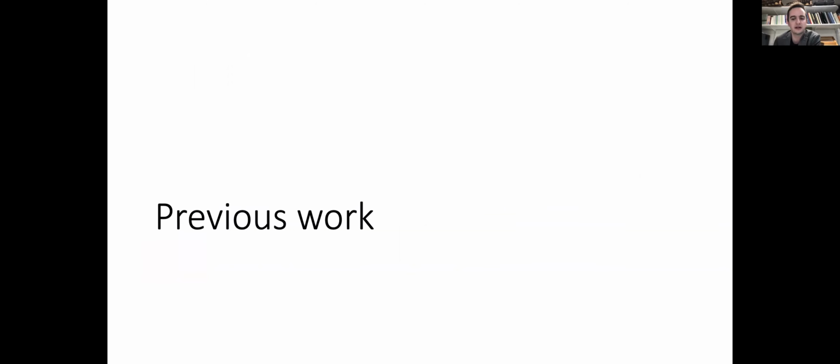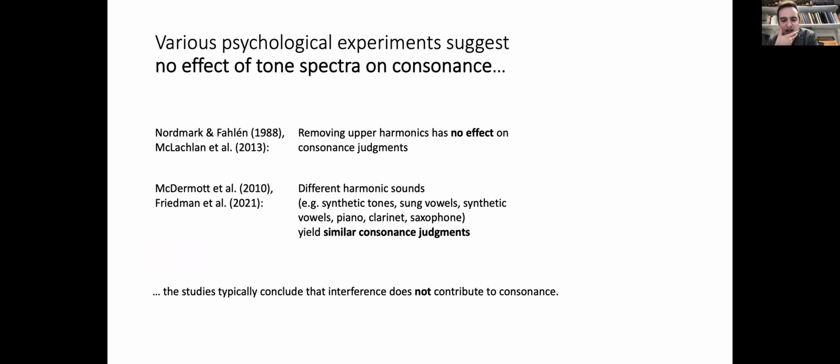Before I describe our own work, I'll quickly review what's been done previously, empirically speaking. As I mentioned before, various psychological studies in the literature suggest that changing tone spectra has no effect on consonance. The first pair of studies, by Nordmark and Fallon, as well as by McLaughlin and colleagues, found that removing the upper harmonics from a harmonic complex tone has no effect on consonance judgments. The second pair of studies, by McDermott and colleagues and Friedman and colleagues, found that a variety of different harmonic sounds yielded basically identical consonance judgments. As a result, many of these studies end up concluding that interference doesn't contribute in a meaningful way to consonance.